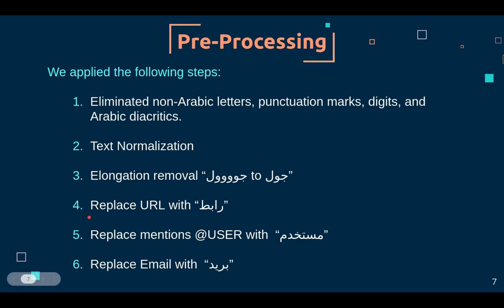The fourth point is replacing URLs with a token. Why did we do that? Because changing the URL value, like www.x.com or www.y.com, won't affect the decision of whether the text is offensive or non-offensive. The same goes for mentions and emails. So we normalize them with special tokens to make the model more precise about these tokens.